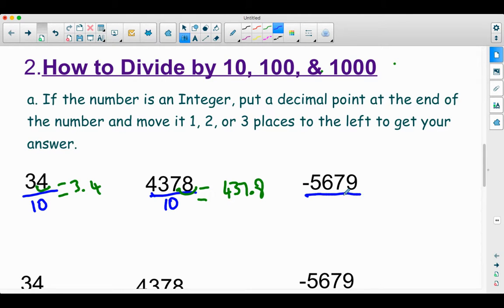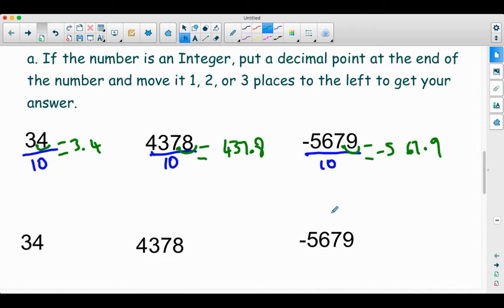Negative 5,679 divided by 10. We are going to move the decimal point 1 place to the left, and that will give us negative 567.9. So that's how you divide by 10.